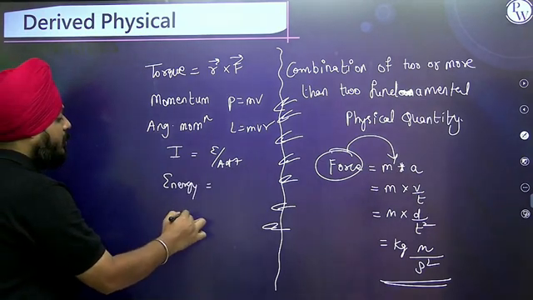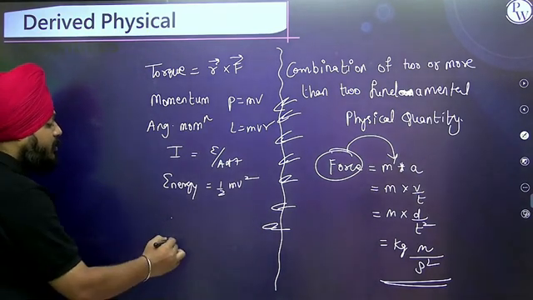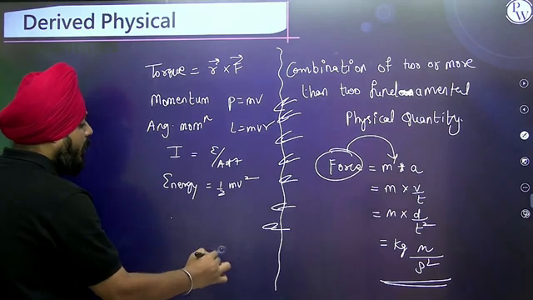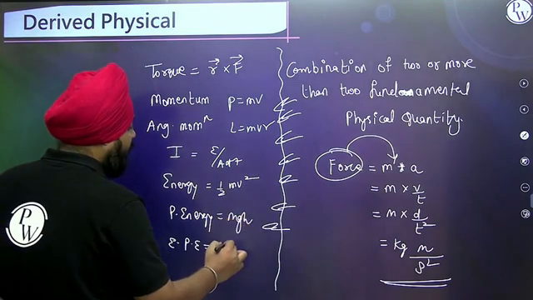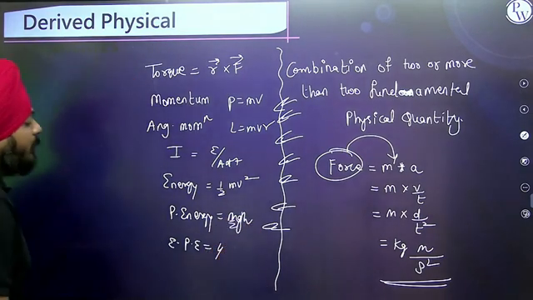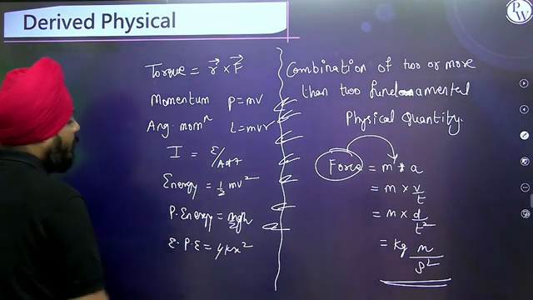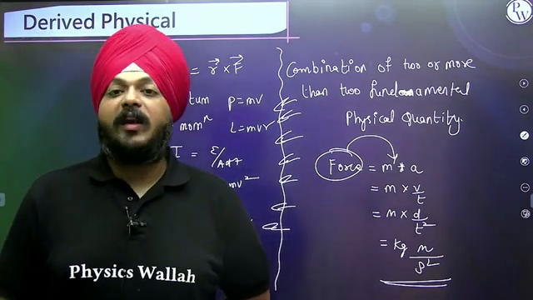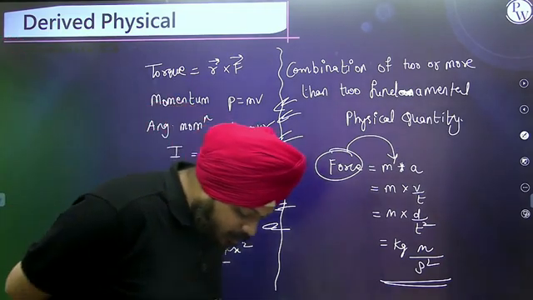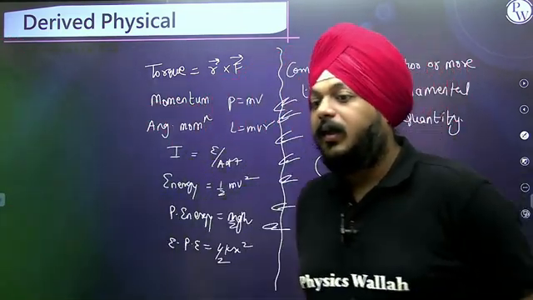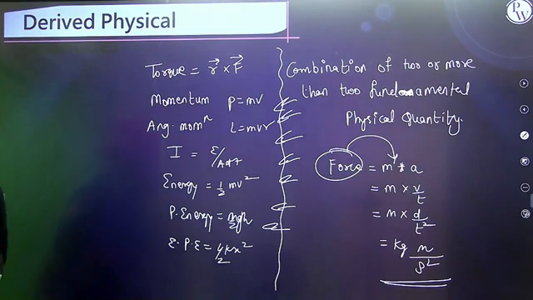Potential energy, mgh. Elastic potential energy is half kx square. So these are all examples of the derived physical quantity. First we saw the fundamental physical quantity, then we moved on to the derived physical quantity.